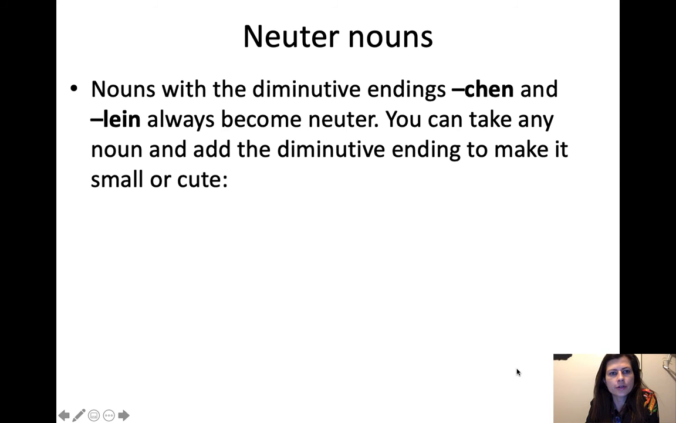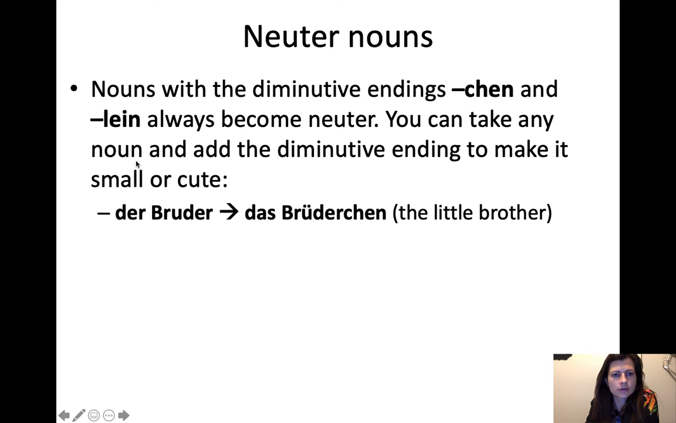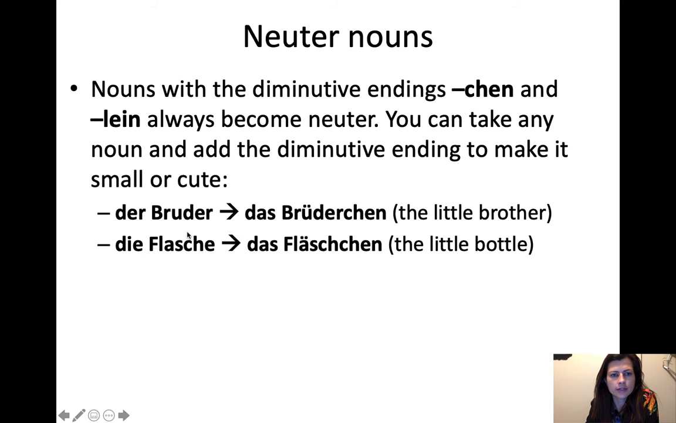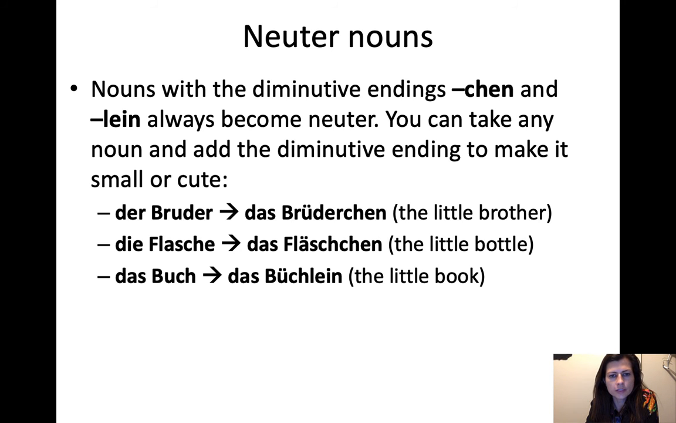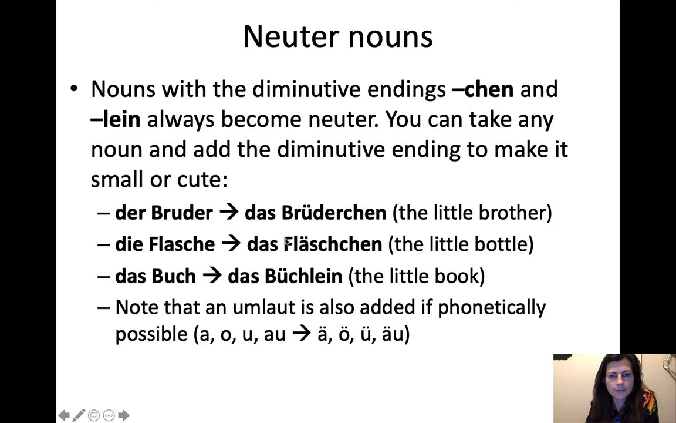And then neuter, nouns with endings -chen, like we noticed a minute ago, and -lein, those are both diminutives. -chen being used more in the north, and -lein being used more in the south. So, der Bruder, das Brüderchen. So, little brother. Die Flasche, das Fläschchen. Das Buch, das Büchlein. And then if an umlaut is phonetically possible, then you also get the umlaut happening there.